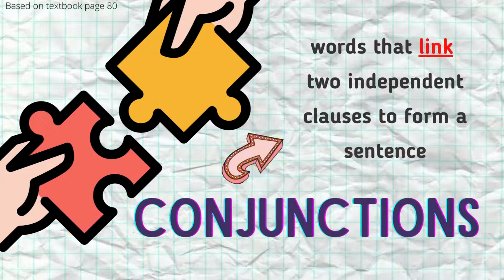conjunctions are words that link two independent clauses to form a sentence. Conjunctions adalah perkataan yang menghubungkan dua klausa yang boleh berdiri sendiri untuk membentuk satu ayat. Okay, conjunctions allow you to form complex, more elegant sentences and avoid the choppiness of multiple short sentences. Kalau ada conjunction, kata hubung ni, ayat kamu akan jadi lebih elegant dan dia akan mengelakkan ayat yang berbunyi macam terputus-putus yang tidak lancar.